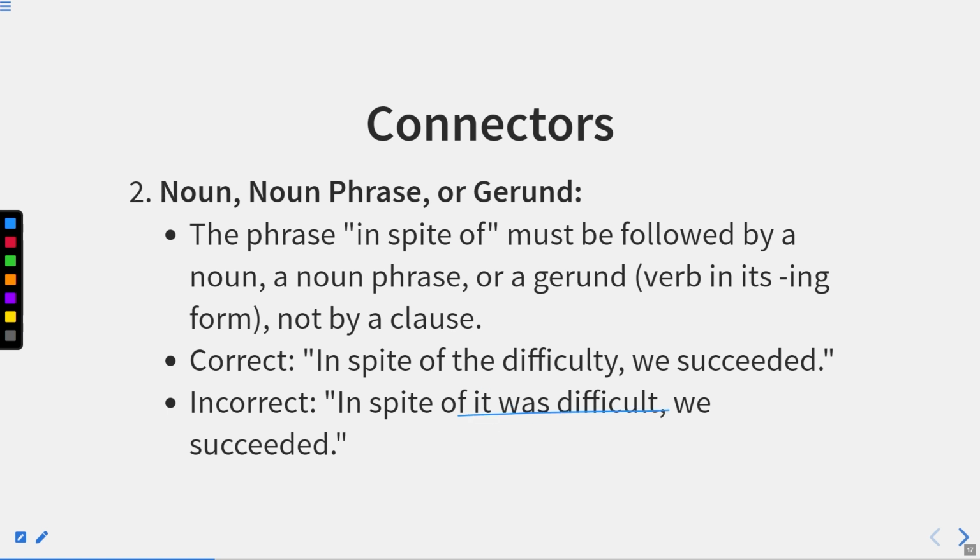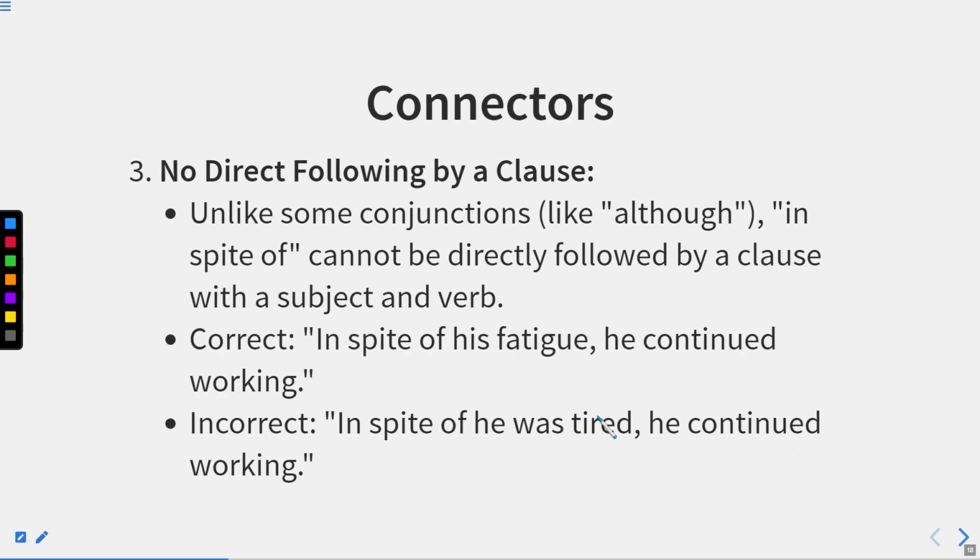Now, it was difficult is just like a sentence or a sentence structure, but after in spite of, we can simply write the noun or the noun phrase. We need not write the entire sentence in which the sentence structure is there, where we have subject plus verb plus object and so on. Okay, now let us move to the next one. No direct following by a clause. Unlike some conjunctions like although, in spite of cannot be directly followed by a clause with a subject and verb.